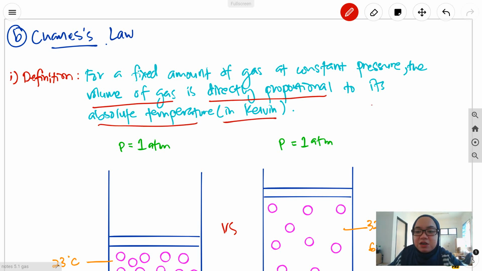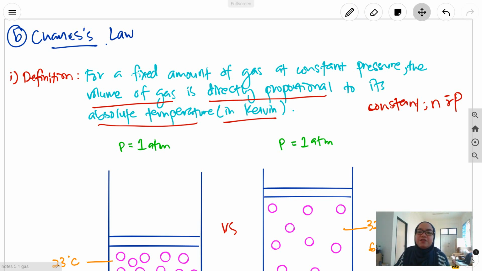Okay, so here the constants are N and P. The constants are the number of moles and the pressure. So this is what Charles' law means.